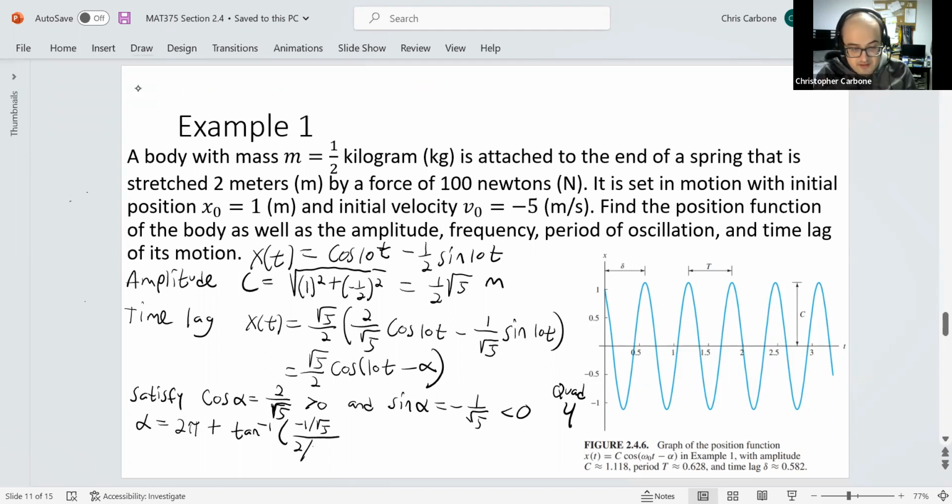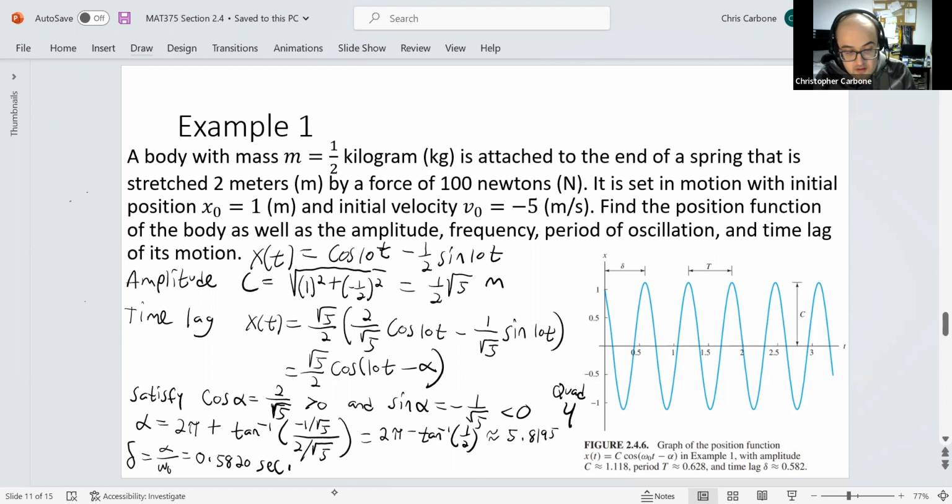2 divided by the square root of 5. And there we go. So this is the same thing as 2 pi minus the inverse tangent of a half. So that makes about 5.8195. And our time lag delta, this is alpha over omega sub 0. So in our case, that would be about 0.5820 seconds.